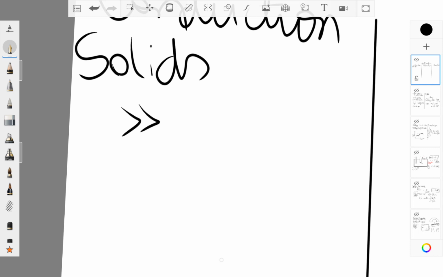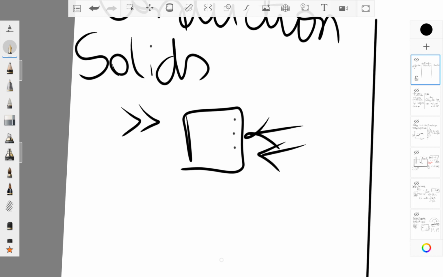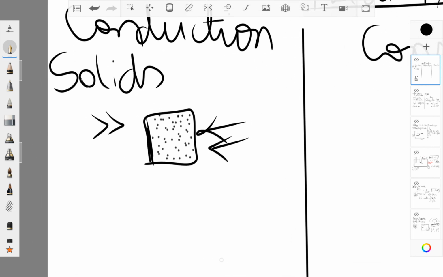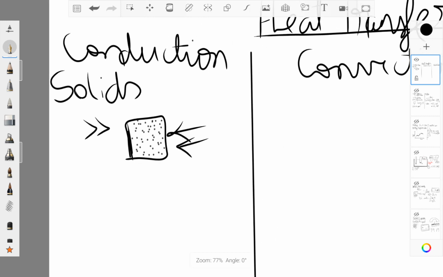Number one, if I have a solid and I heat it, let's say from this direction, the particles that are closest to the source of heat are going to gain some heat energy and vibrate with a large amplitude. And as these particles vibrate, they are going to make the particles adjacent to them vibrate as well. And this process will continue throughout the solid, causing heat energy to be transferred between vibrating particles. And this method of conduction can be observed in both insulators and conductors.